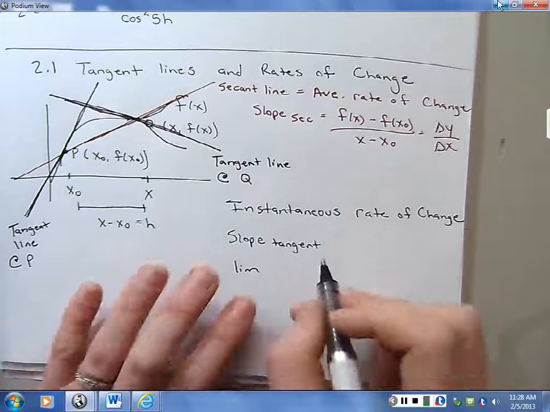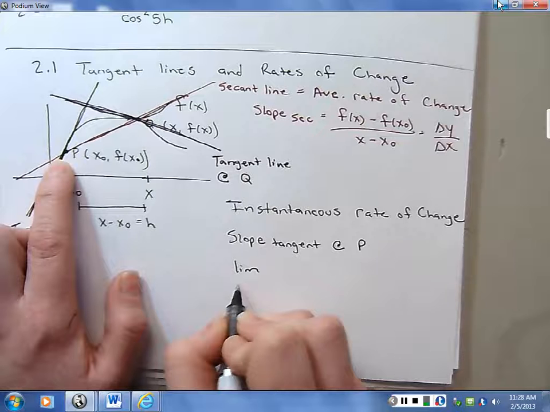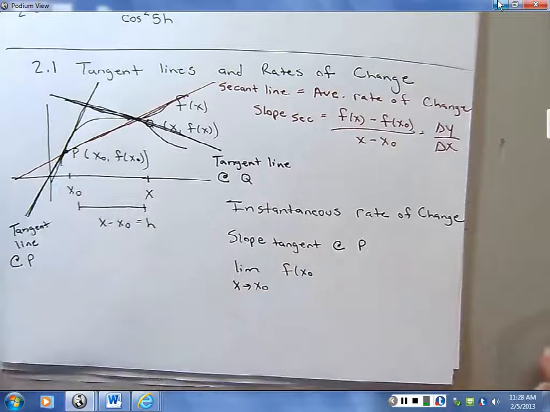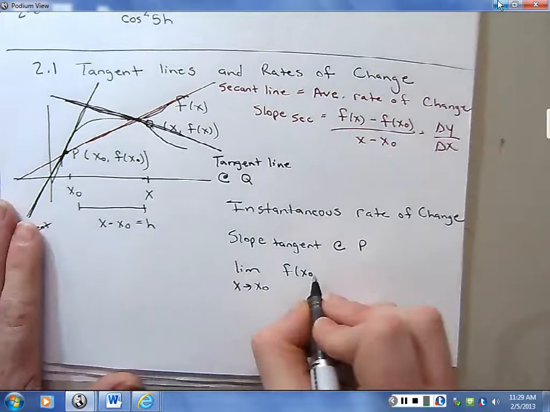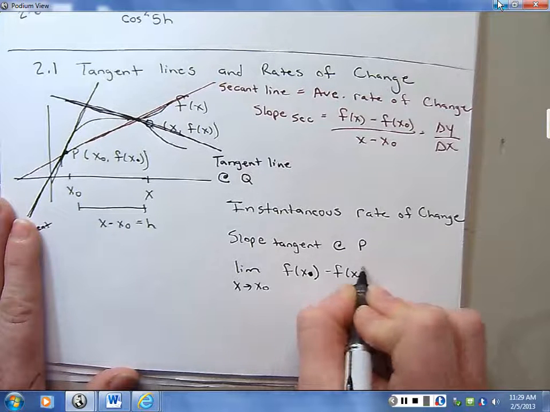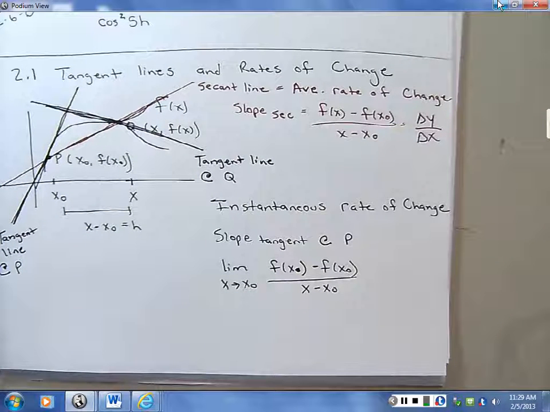So let's see the slope of the tangent line at P. The limit as x approaches x naught of... I want to use the same notation your book uses. So they use f of x. This is f of x minus f of x naught over x minus x naught. Okay. Very, very similar, right? The same difference quotient, except now we're taking the limit as x approaches x naught.